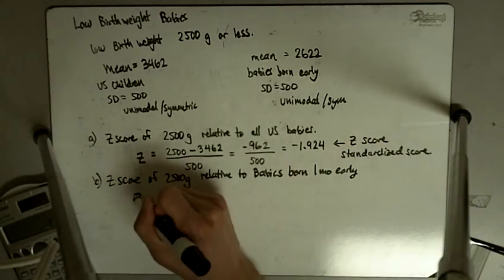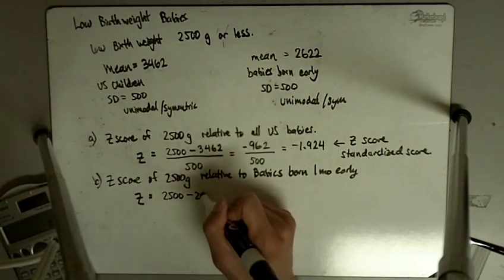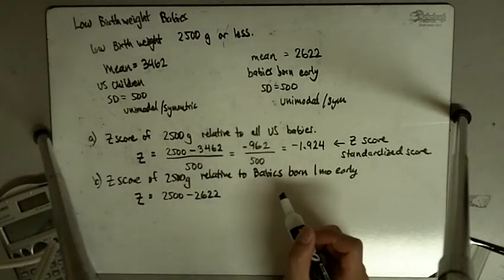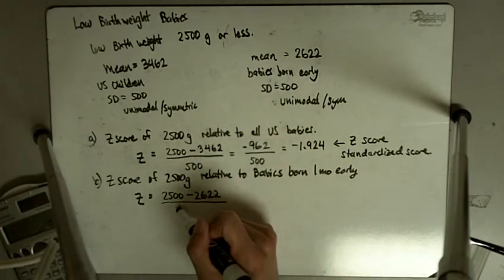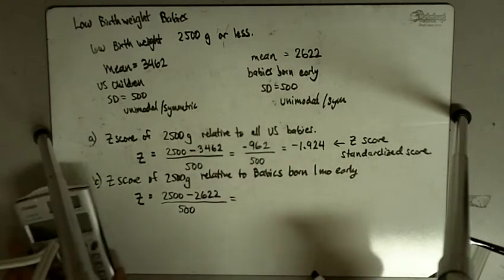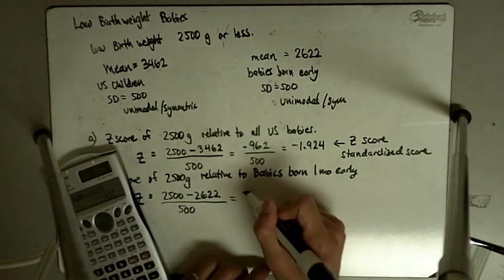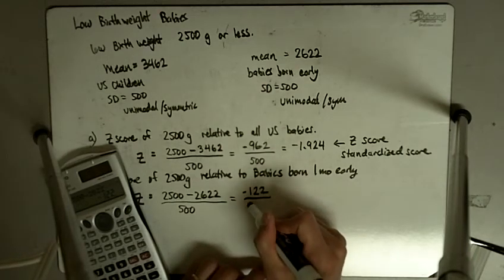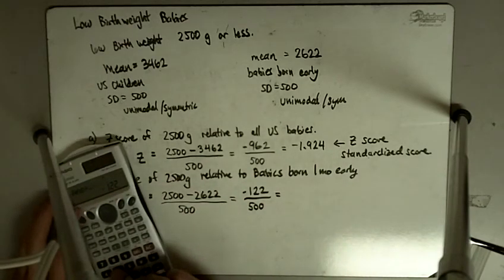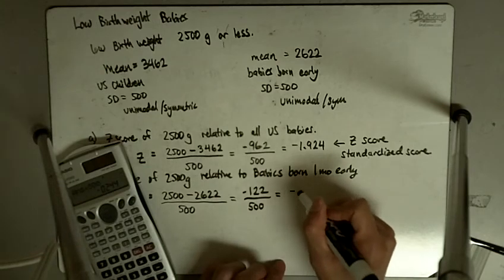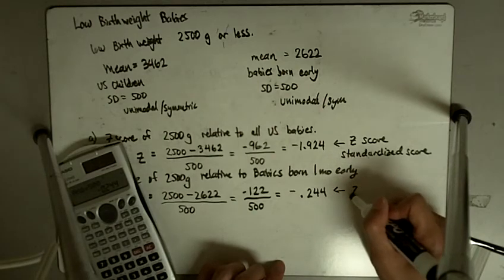In this case, we want to know how much lower 2,500 is than average. The average birth weight of babies born early is 2,622, so we're still below the average, and the standard deviation is 500, but this time we're not that far below the average. So 2,500 minus 2,622 gives me negative 122, and each standard deviation is 500. So this time we're below the mean, but not even 1 standard deviation below. In fact, we are only negative 0.244 standard deviations below the mean. So this is my z-score here.